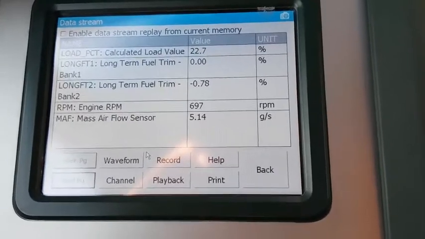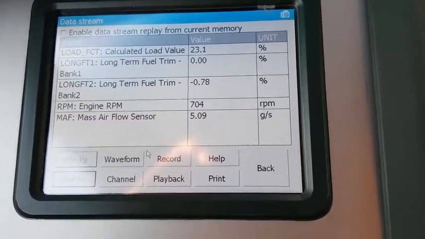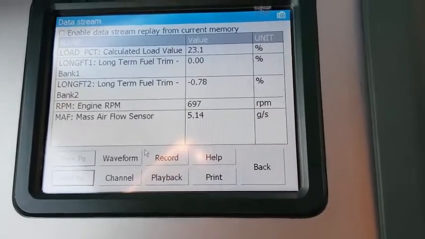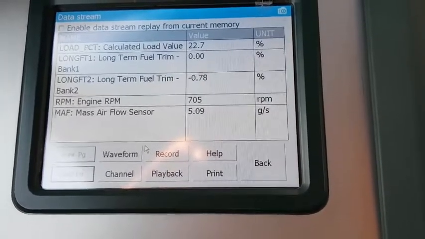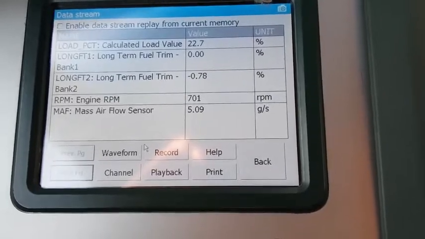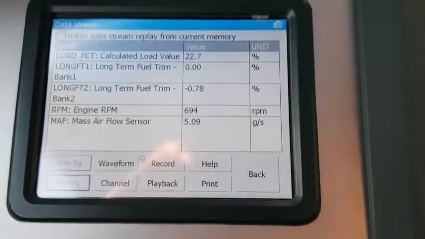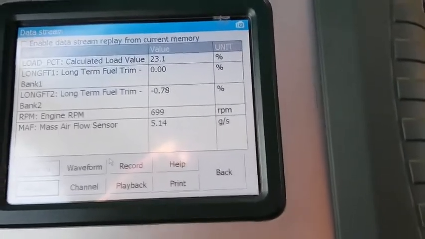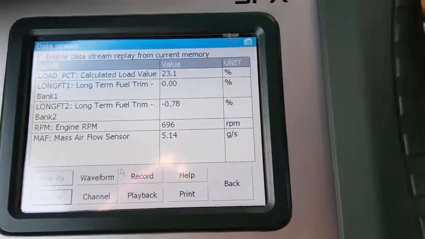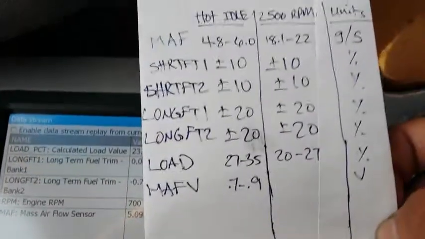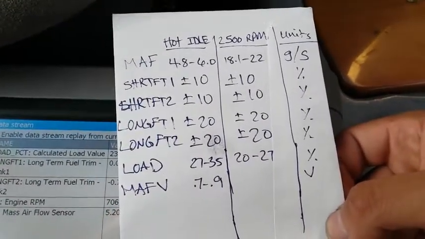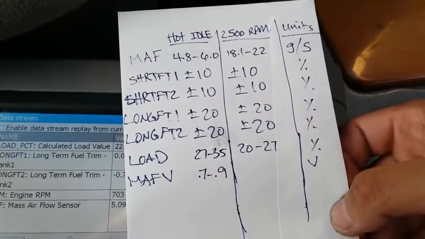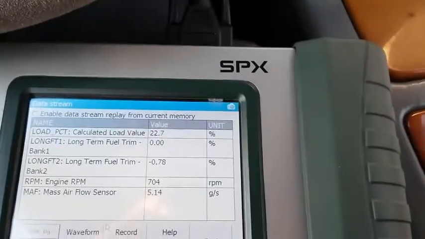So I currently have 5 parameters here. I have the load percentage, long-term fuel trim on bank 1, long-term fuel trim on bank 2, RPM, and mass airflow sensor, grams per second. The load percentage specs for this vehicle are between 27 and 35 at hot idle. We have 22.7.